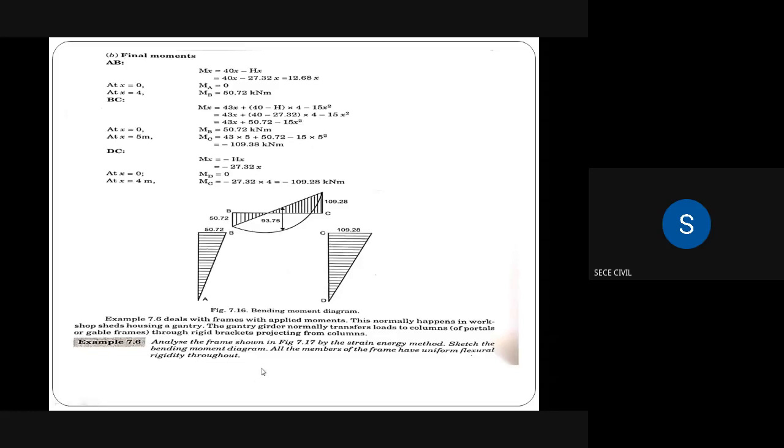Okay, so flexural rigidity na enna? EI. The product of Young's modulus and moment of inertia is termed as flexural rigidity. So EI is constant throughout. Uniform flexural rigidity means it is a constant value.